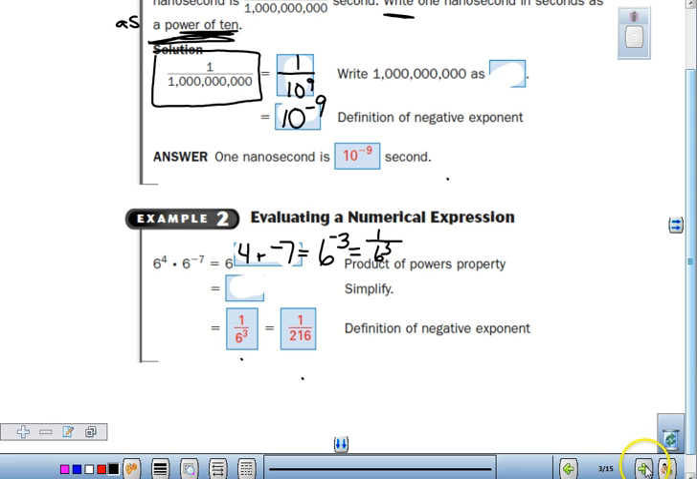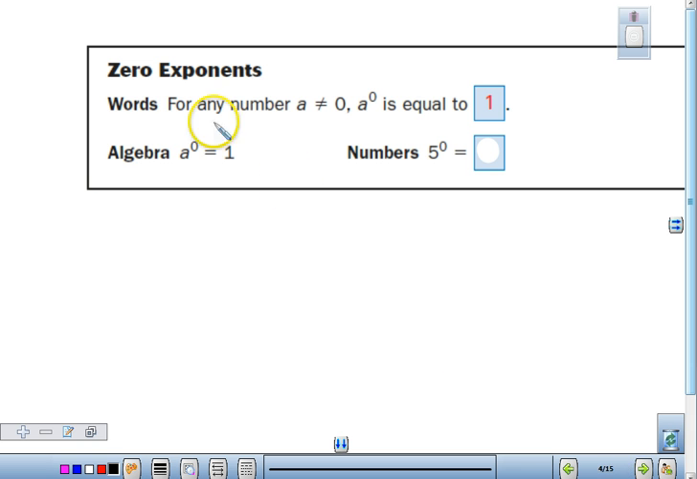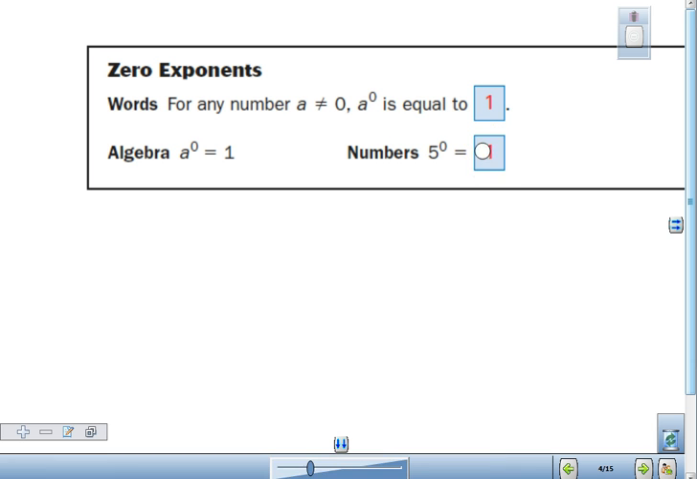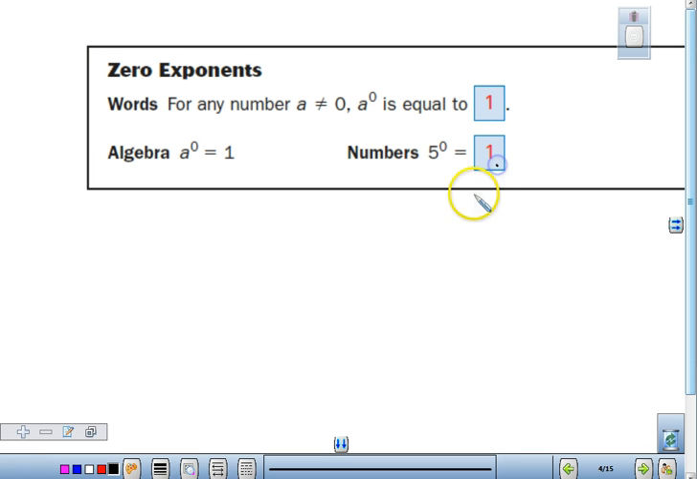Again, if you need to pause this and go back over and take a look at it, please do so. The next table you're filling in is for any number a not equaling 0: a to the 0 always equals 1. You can try this with many numbers on your calculator. All it's saying is that anytime I have something to the 0 power, it equals 1. I'm going to show you a little later in the video why that is, but right now, this is a key thing to memorize.